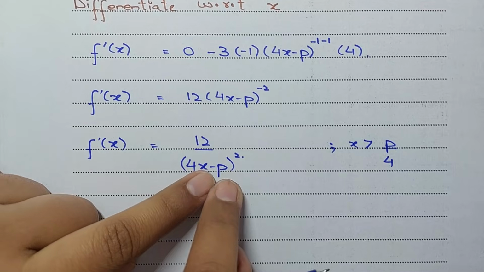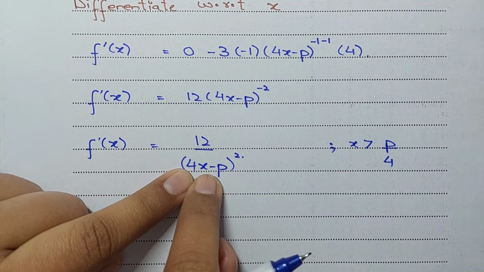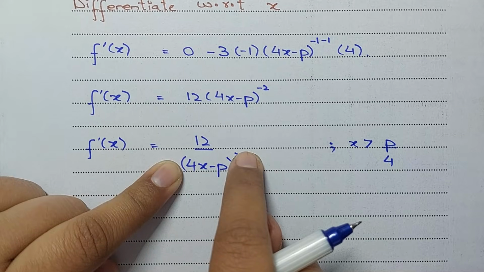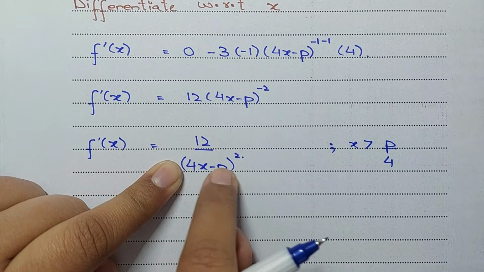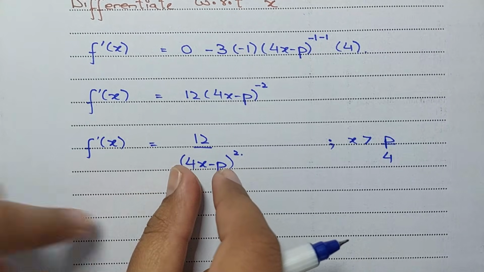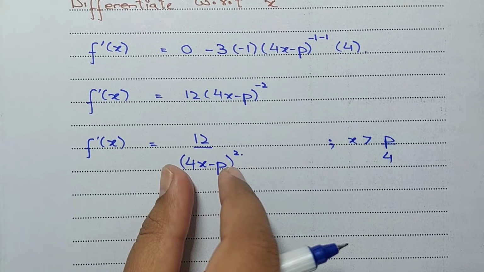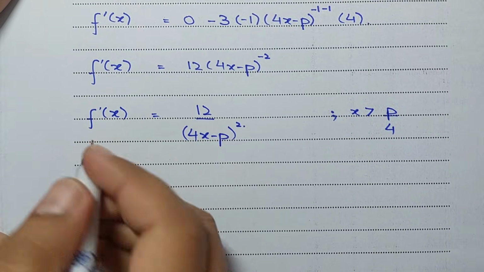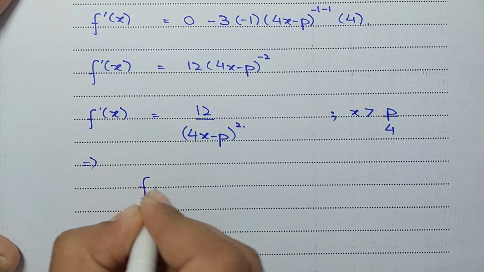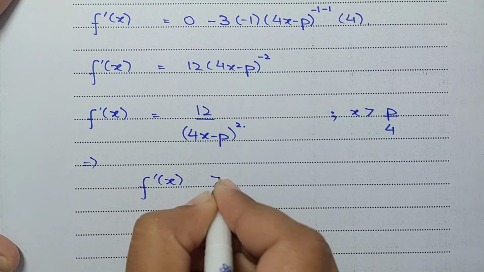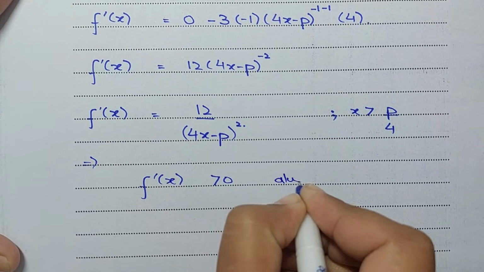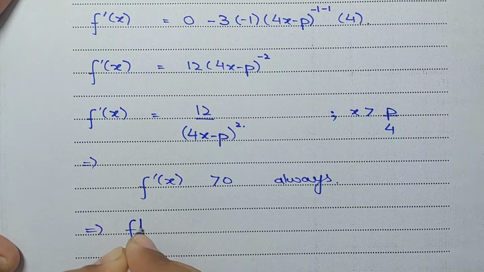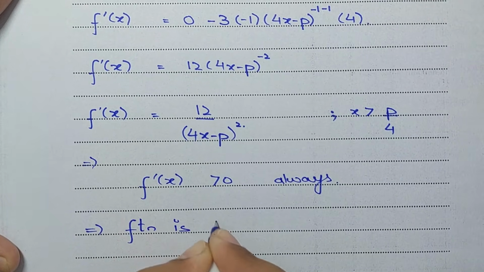So for any value of p or any value of x, simplify this expression and take its square, and the square is always positive, whether inside it is negative or not. This term is always positive, and 12 over some positive is always positive. This implies f prime of x is greater than 0 always. This implies the function is increasing.